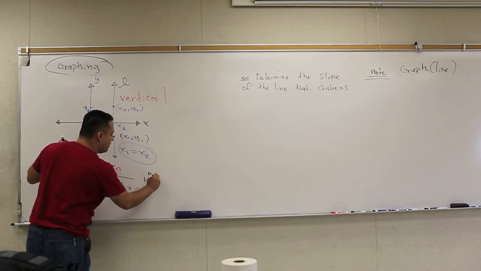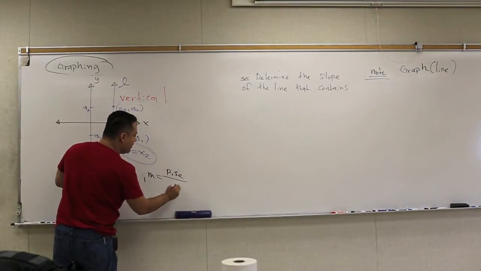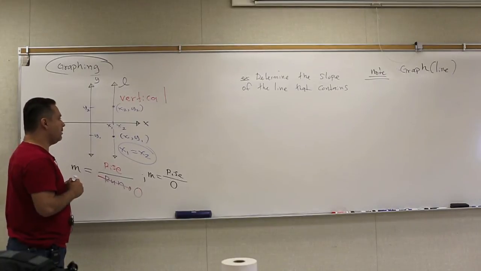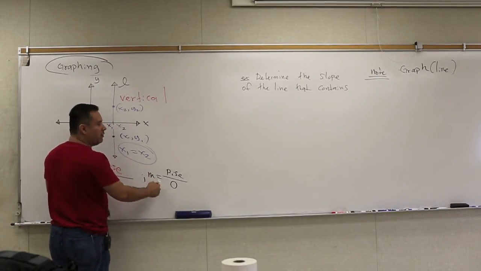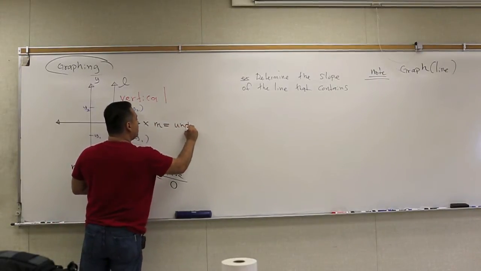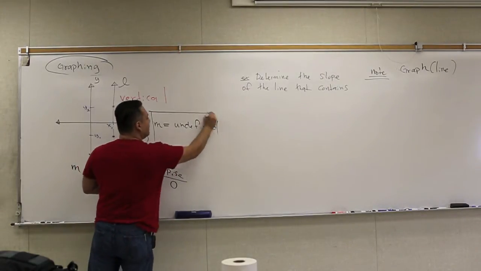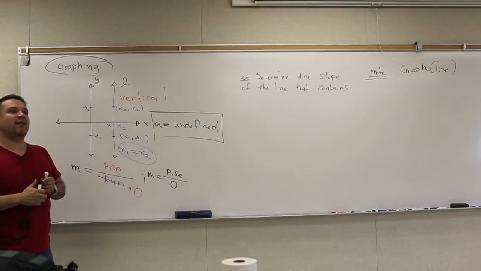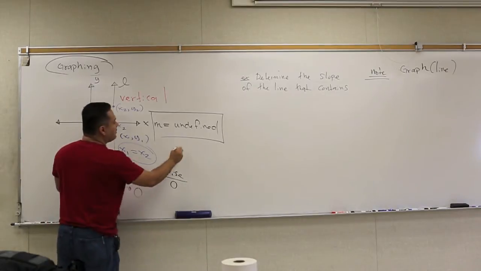The slope is going to be what? Some rise value divided by what number? 0. What's the problem here? You can't divide by 0. Here the slope is undefined. What does undefined mean? This is a bad scenario.